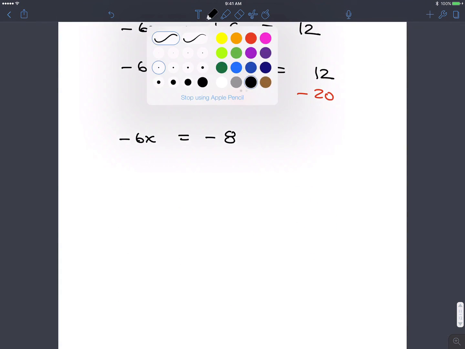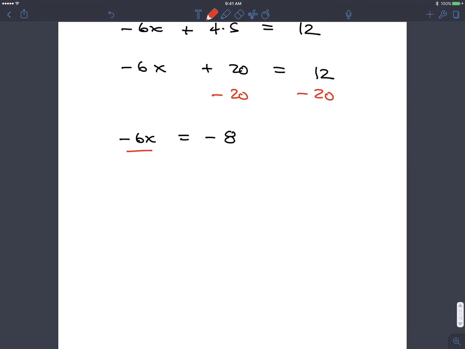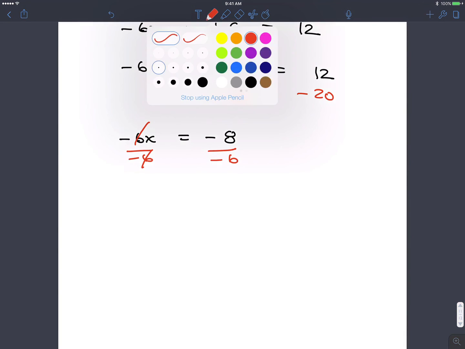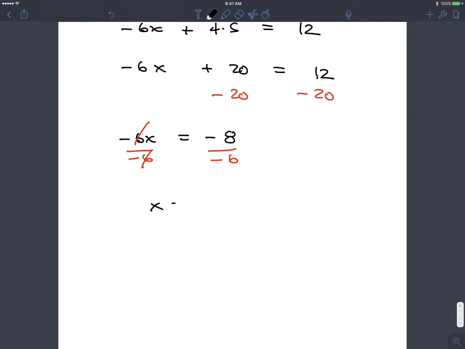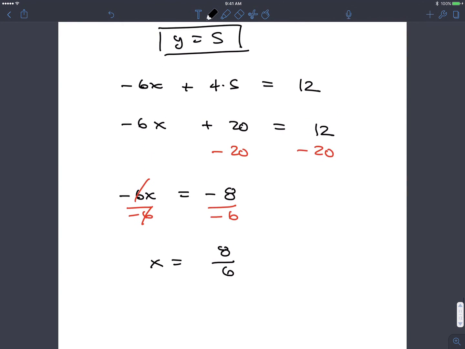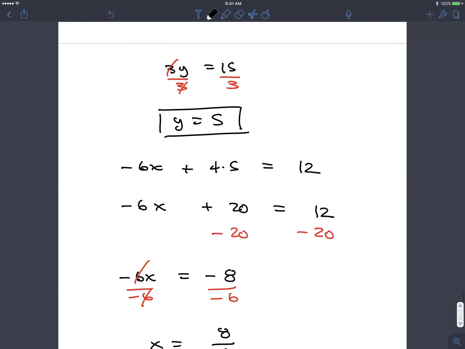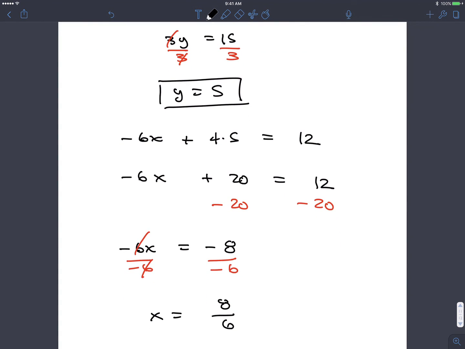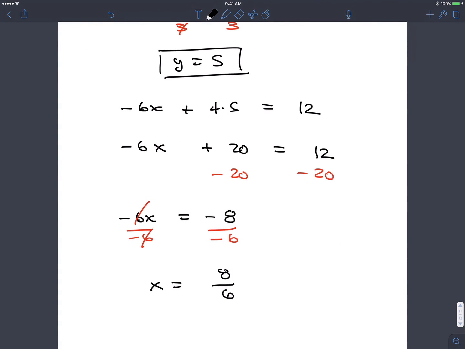Okay. Divide both sides now by the negative 6. Negative 6 cancels. I get x going to be 8 divided by 6, because a negative divided by a negative is a positive. So let's double check to make sure everything is okay here.